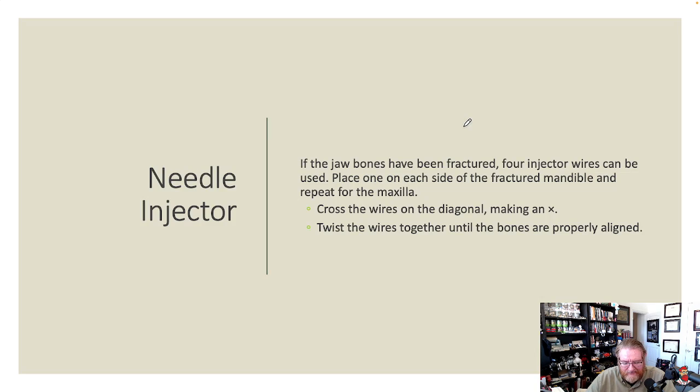They are relatively expensive. If the jaw bones have been fractured, four injector wires can be used. Place one on each side of the fractured mandible and repeat for the maxilla. Cross the wires on the diagonal, making an X. Twist the wires together until the bones are properly aligned. So quite literally, you are doing something like that, and twisting it till everything kind of comes together.